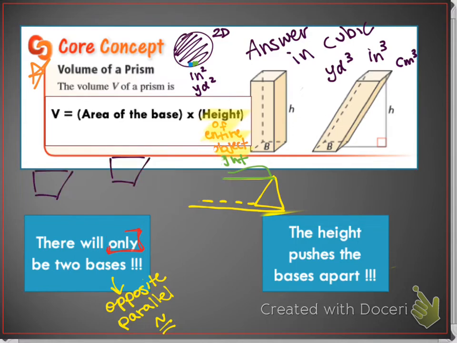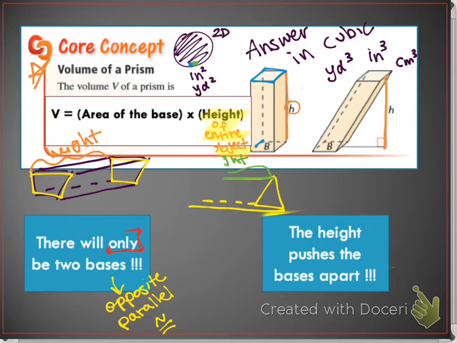Or like here, I drew two congruent trapezoids. So since there are two trapezoids, the trapezoids would be the base, and the height would be what pushes your two trapezoids apart. Okay. In the pictures that they gave us, they represented the height as the up and down. So what they are saying is this is the base and the bottom is a base. Base, base. So height can be up and down, or it can be side to side.